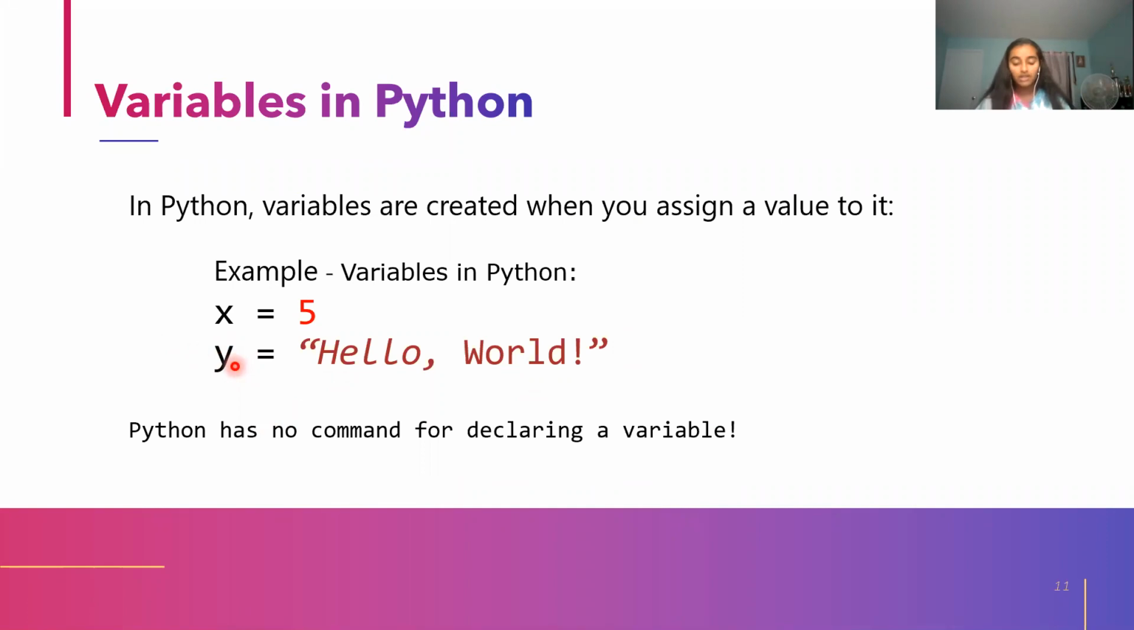So y literally holds the value for hello world. For example, you could have done a print statement, print y, once you've declared this y value, which would be the same as print hello comma world.